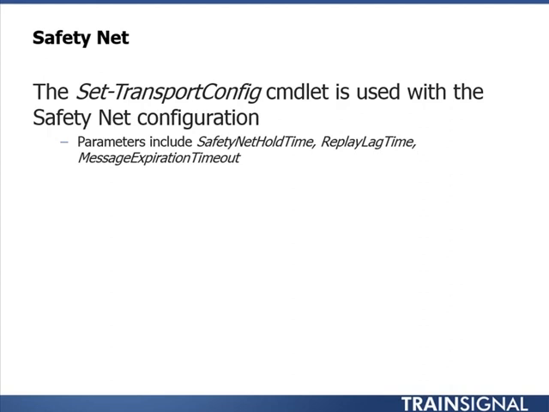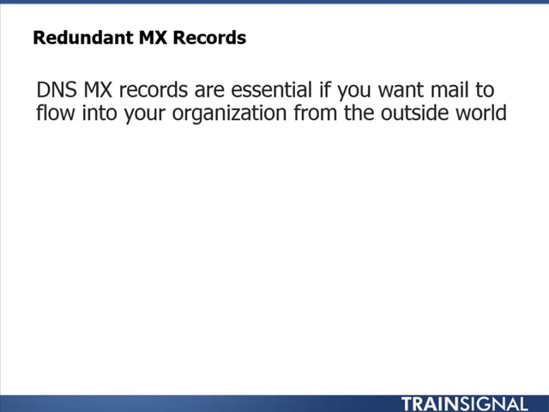Some of the other points in terms of high availability that we want to keep in mind include redundant MX records. Now, we all know that when we're setting up Exchange, if we want mail to flow into our organization, we have to configure our external DNS servers to use MX records. And so you might set up your DNS MX record.